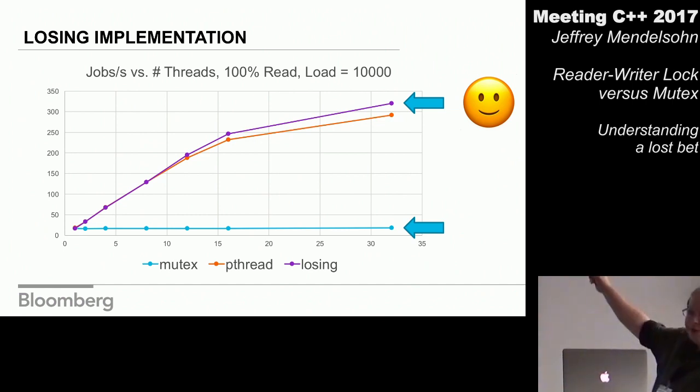And then for clarity, whether this is a good or a bad scenario for the lock relative to a mutex, we'll have a smiley face or a sad face. In this scenario, which again was ridiculously long hold time and 100% read, where a reader-write lock should be king, it was. And that's good. It was scalable.